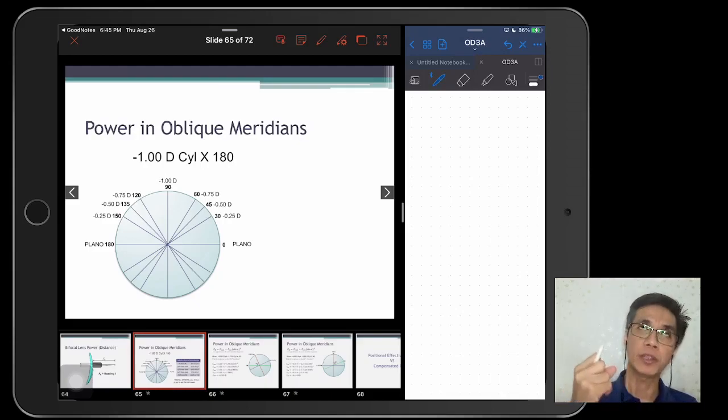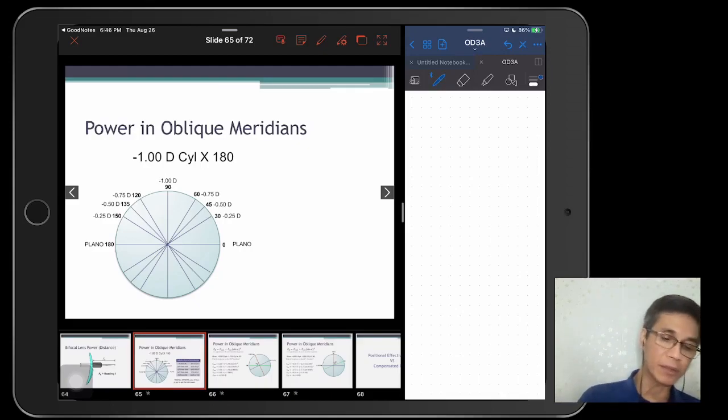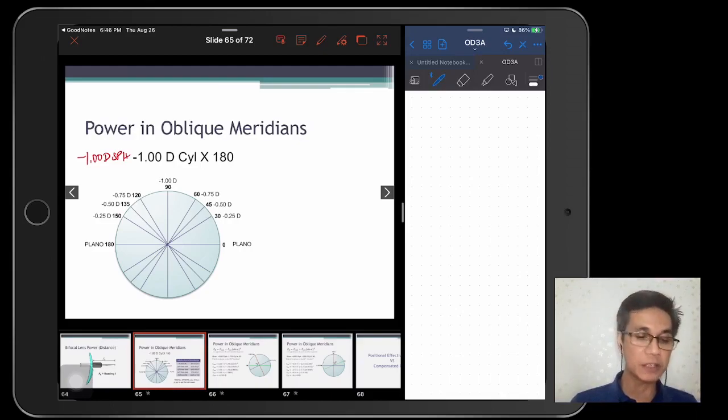Take note, yung sinasabi nating 25%, 50%, and 75%, we are talking about the contribution of the cylinder component alone. Meaning, kung meron tayong spherical component, we need to add yung power na ibinibigay ng spherical component. As such, kunyari, meron tayo ritong minus 1 diopter sphere combined with minus 1 diopter cylinder, axis 180.